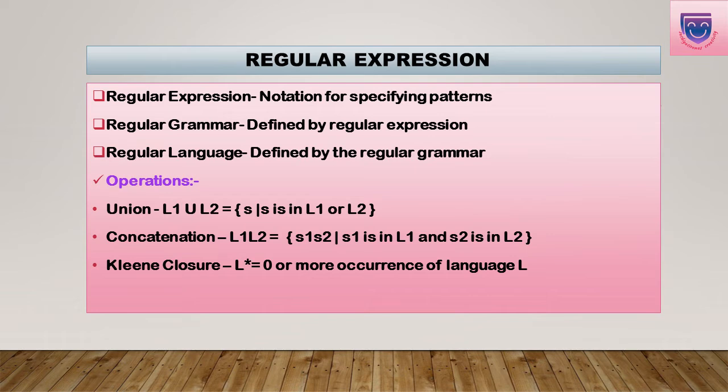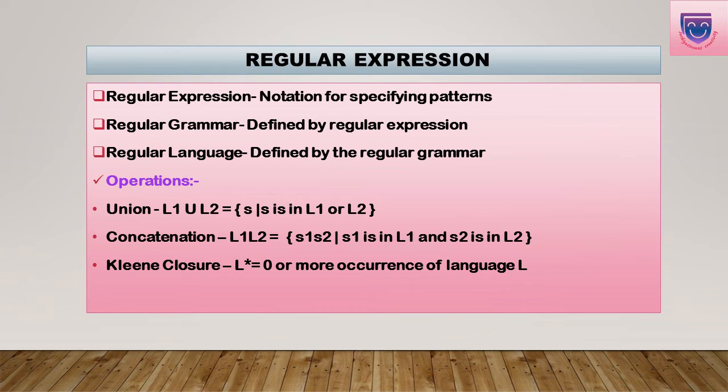Union means, for example, here is L1, that is language 1, union language 2. The resultant value, that is the pattern here, is S. S is the resultant value. The rule here is either S is in L1 or S is in language 2.